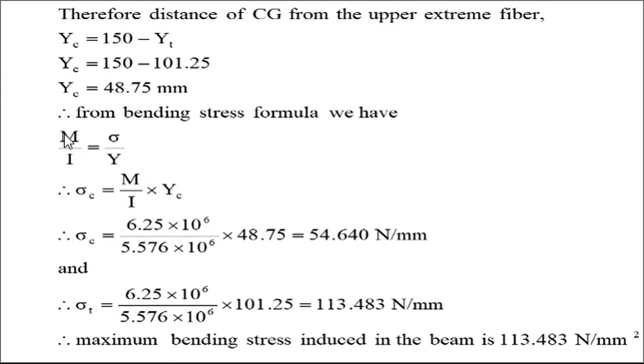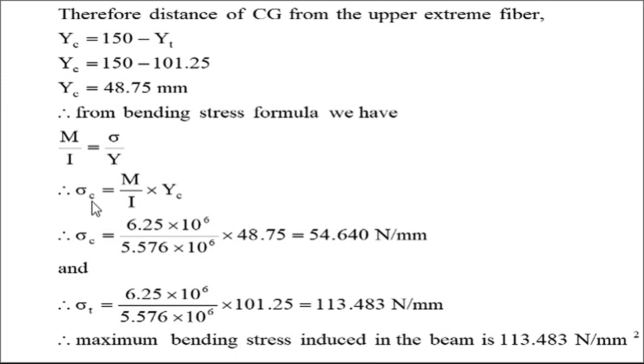Now, from the bending stress formula or flexural formula, we have M upon I equals sigma upon Y. M is the maximum bending moment, sigma is the bending stress, I is the moment of inertia, and Y is the distance of the neutral axis from the extreme fiber.